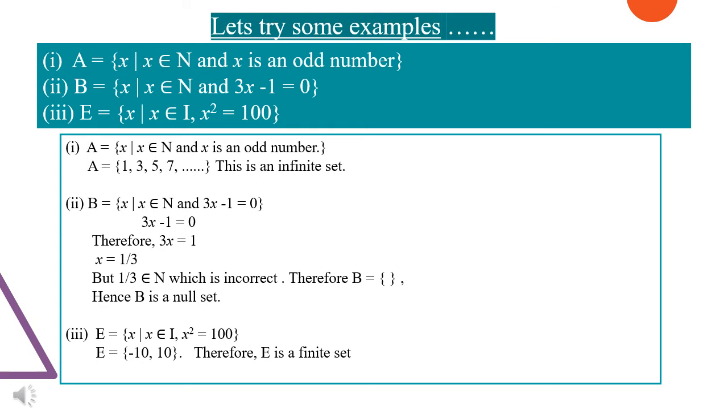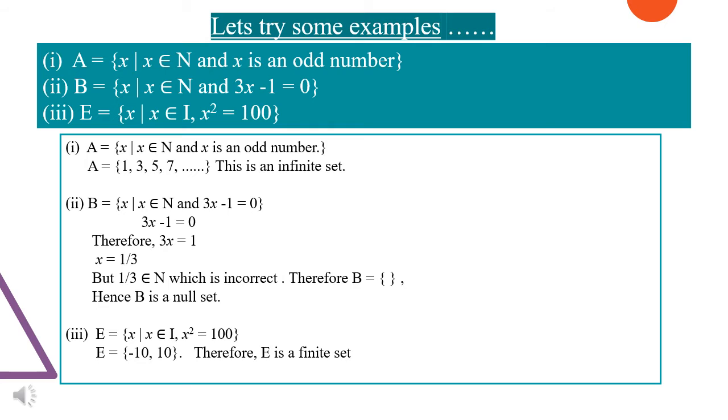Next one. E is equal to x such that x belongs to I. Capital I stands for integers. And x square is equal to 100.